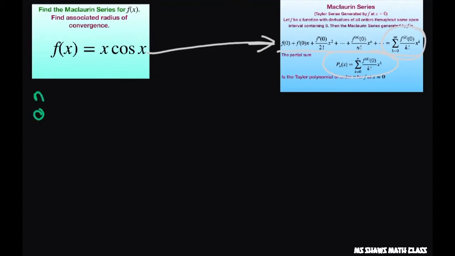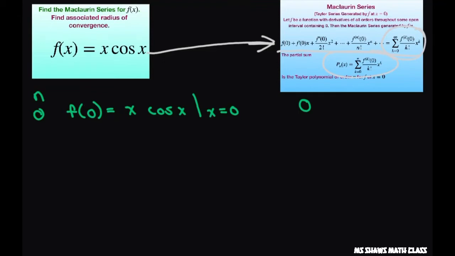So if I just look at the first one, I'm going to do f of 0 and write down my function x cosine of x. And we're going to evaluate this at x equals 0. Now, when you evaluate 0 here, that's just going to equal 0. So I'll put that there.